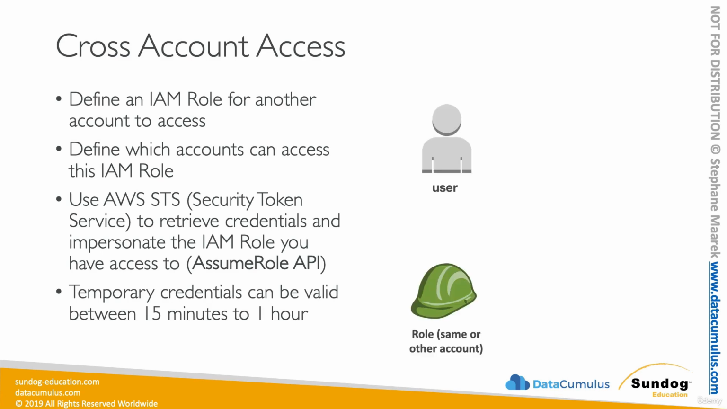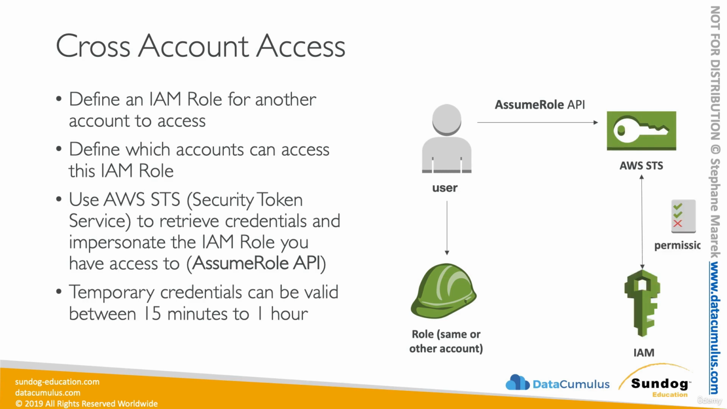So as a diagram, how does it look like? We're a user, and we want to access a role, either in the same account or in another account. So we want to access it. How do we do this? Well, we'll call the AssumeRole API on STS. STS will check the IAM permissions, making sure you can do it, and then it will send you back temporary security credentials, and these security credentials will basically allow you to impersonate that role that you wanted to assume. So that's it. That's all you need to remember.